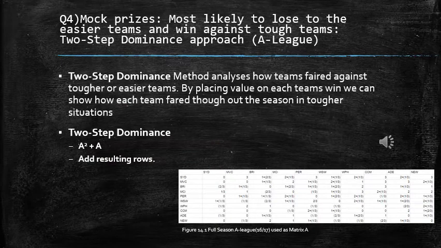For the second prize, the two-step dominance method was used. This method analyzes how teams fared against tougher or easier teams. It does so by placing a value on each team's win, so we can see how each team fared throughout the season in tougher situations.